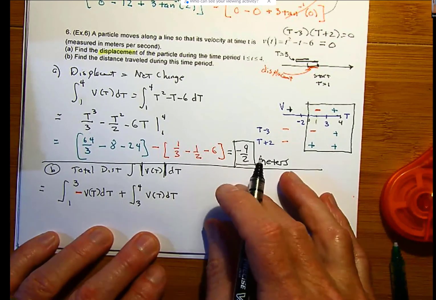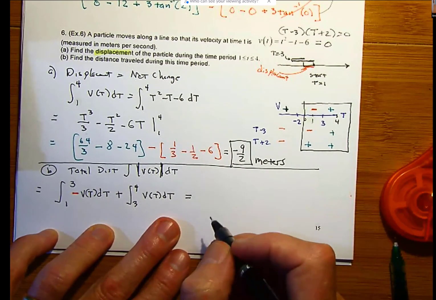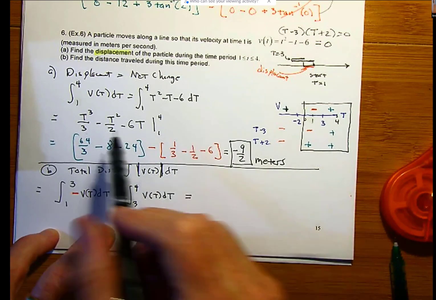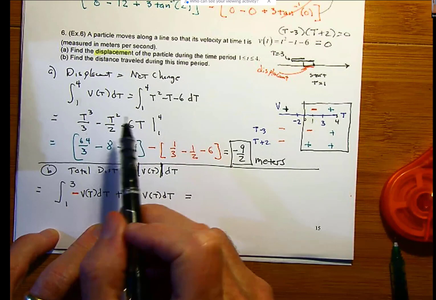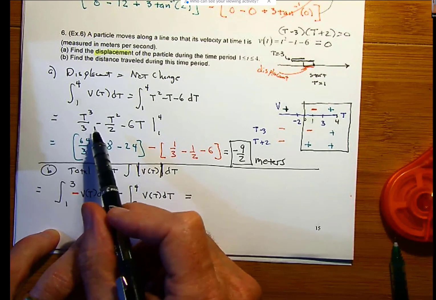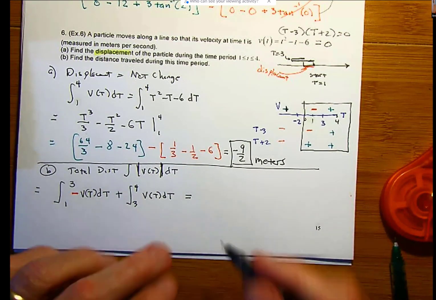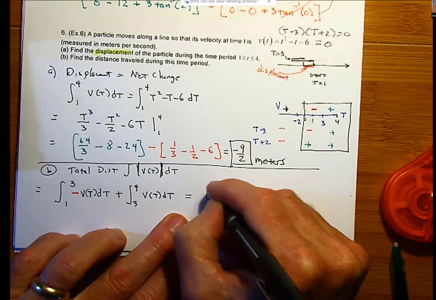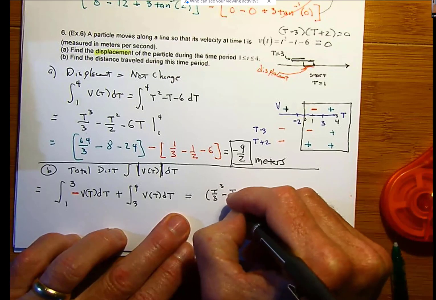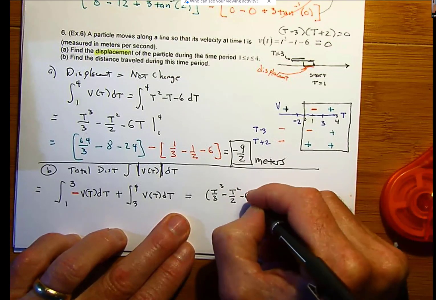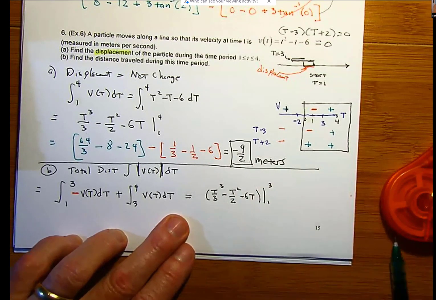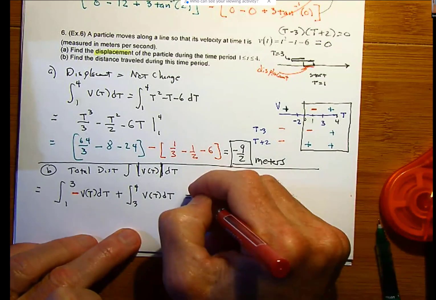Okay, so let's integrate. The antiderivative of velocity is right here. I've already done my work. And I do have to be careful because on these guys, they're negatives. I'm making a negative of that answer. So let's put t cubed over 3 minus t squared over 2 minus 6t. I'm going to evaluate this from 1 to 3, but I'm going to make that answer negative.